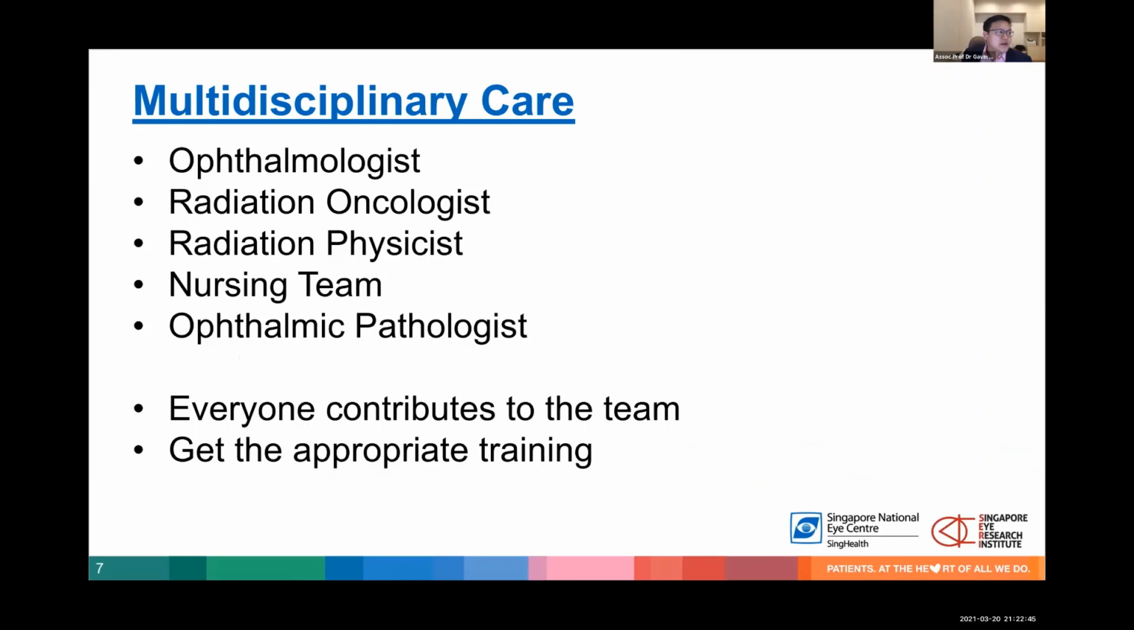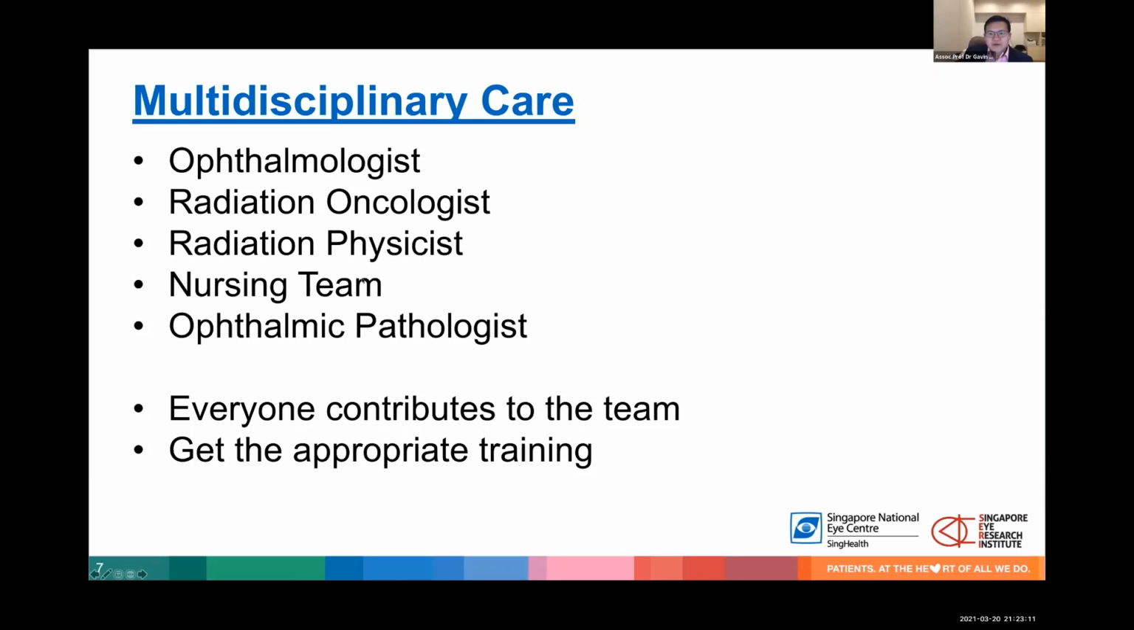So we really need to get buy-in from the various players, whether it's your radiation oncologist, radiation physicist. I mean, in our case, we also got the nursing team and we had an ophthalmic pathologist who was interested in looking at the molecular features of this tumor. And everybody is needed to contribute to provide a service. And you really need to try to figure out ways to get appropriate training for everybody.